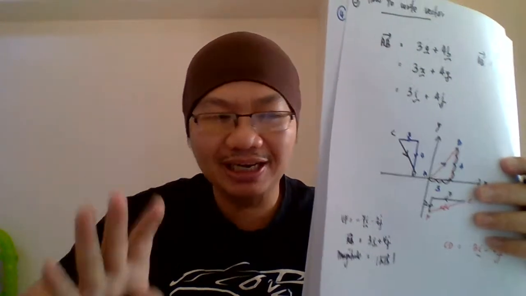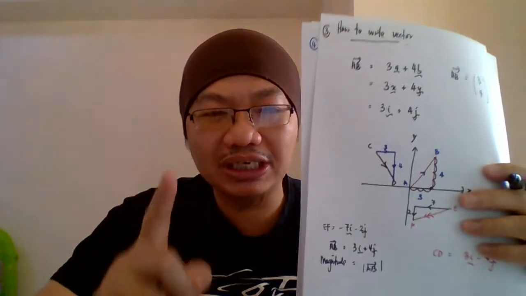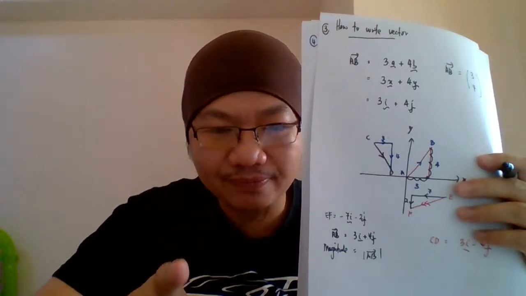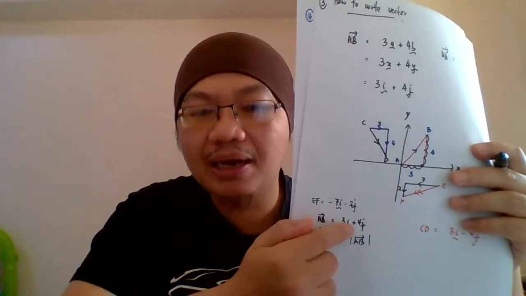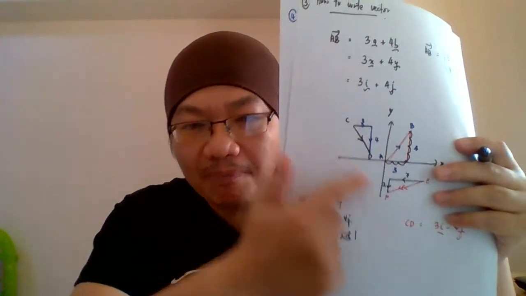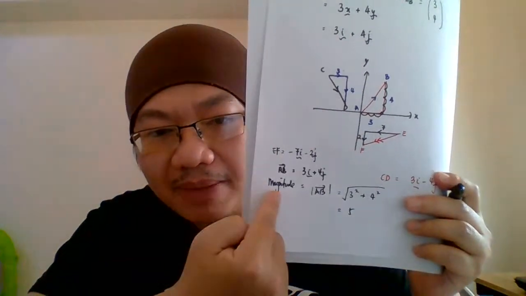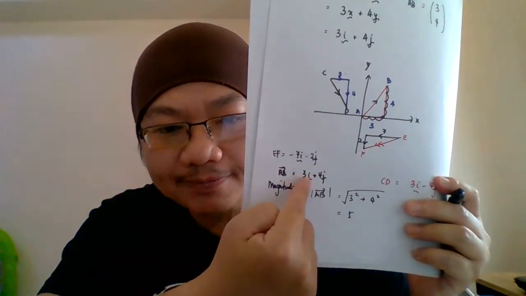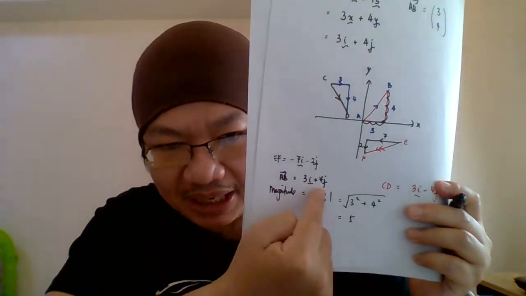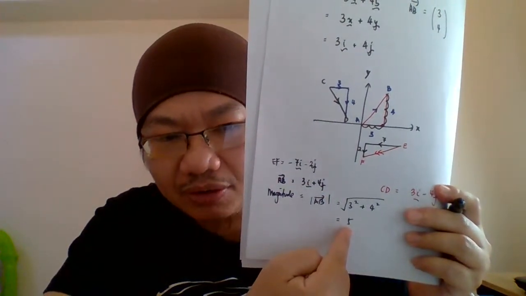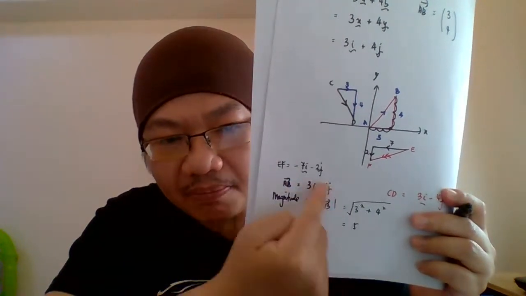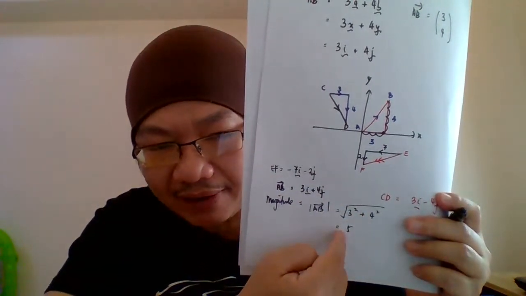To find the magnitude is very easy. I told you, very easy. Just use your Pythagoras theorem method. That means we square the 3, we square the 4, and we add both and take the square root. So 3 squared plus 4 squared, square root, then what should we get as the answer? 5. So the magnitude of vector AB, 3i plus 4j, equals 5.